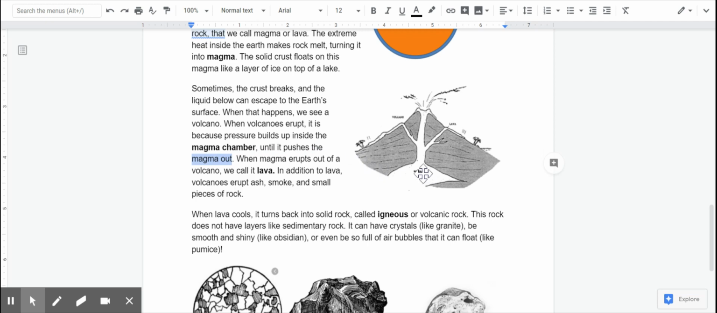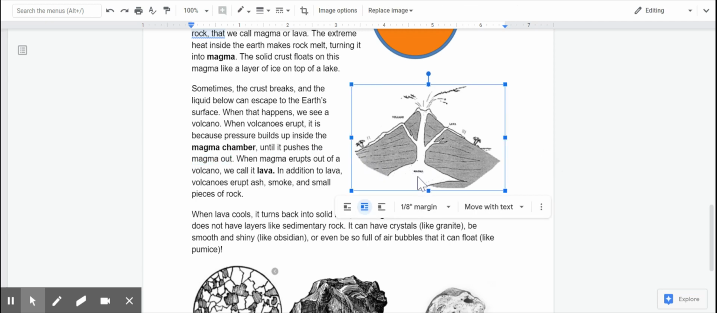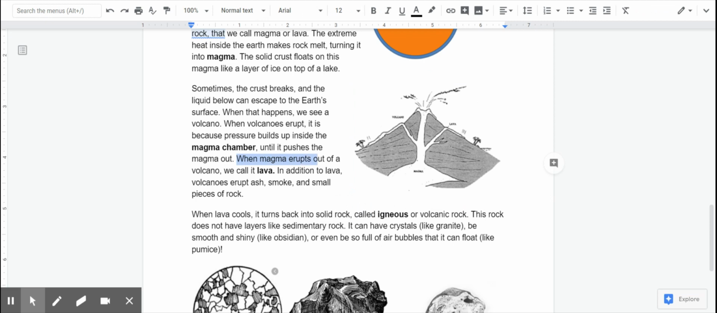I'm looking over here and I see in this picture, it's very tiny, but it actually says down here at the bottom, magma chamber. And then I see the magma pushing out up to the top of this volcano. When magma erupts out of a volcano, we call it lava. And I'm remembering back before I said that lava was what magma is when it comes out onto the surface of the earth. So down here it's magma. Once it comes out, we call it lava.